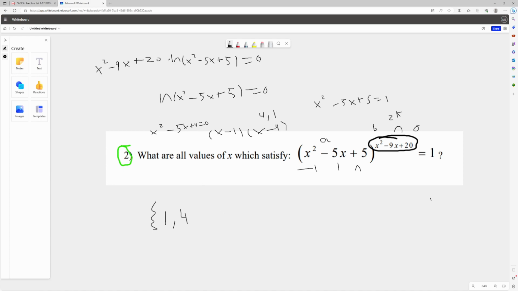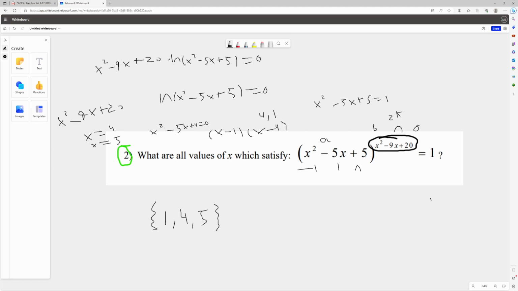Now, let's consider when this equals 0. So x squared minus 9x plus 20 equals 0. It turns out that there are two cases in which this equals 0: x equals 4 and x equals 5. So we already have 4, so let's add 5 to our solution set. But we're not done yet. We still need to consider the case where x squared minus 5x plus 5 is negative 1, and when x squared minus 9x plus 20 is an even integer.